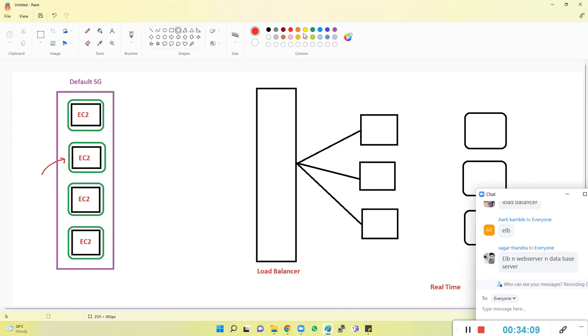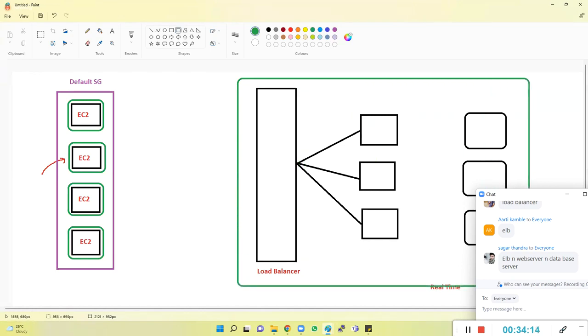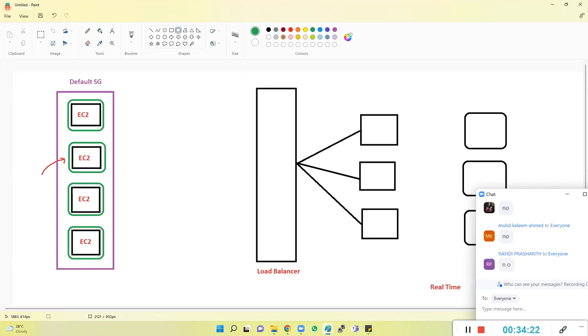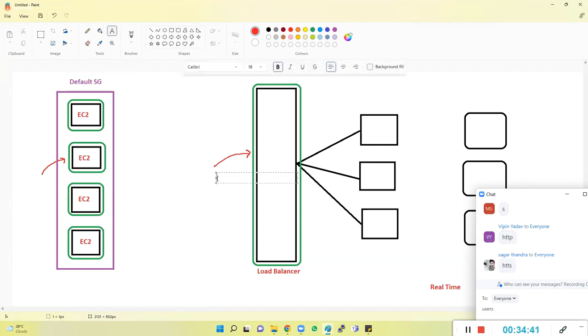Now I'm talking about the real time. Is it good to have one default security group for all these things in real time? That's really bad, right? Isn't it good to create a separate security group for the load balancer? Because, you tell me, which protocols does the load balancer listen on? What protocols do we need to enable in the load balancer security group? Yes, HTTP or HTTPS.